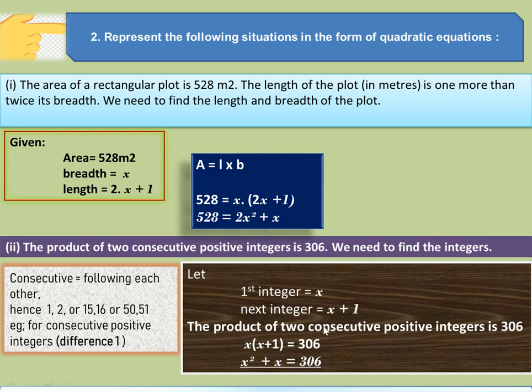The product of two consecutive integers. Product means we have to multiply. Okay, the positive integers' product is 306, so just multiply the first integer and the second integer, that is x into x plus 1 is equal to 306. Now just multiply, that's x into x, x square, plus 1x is equal to 306.